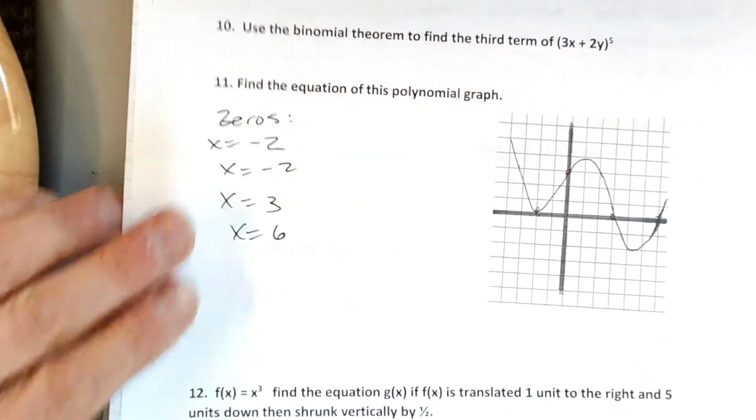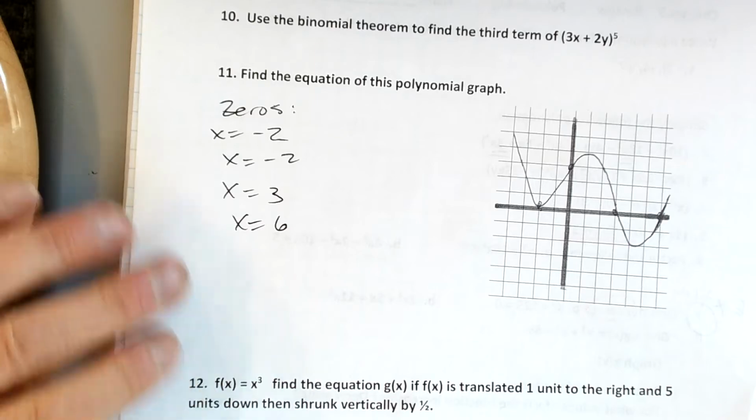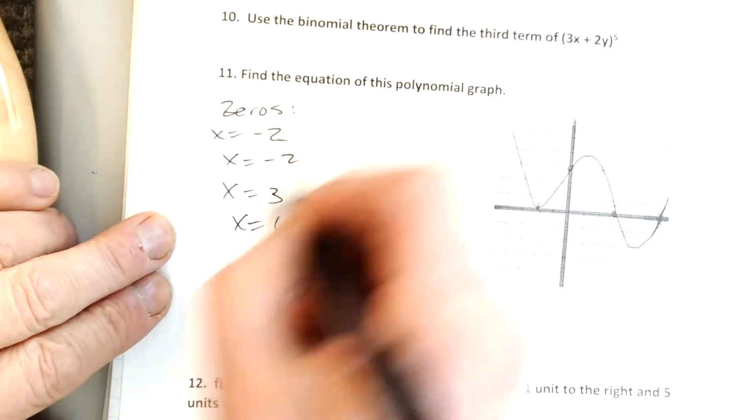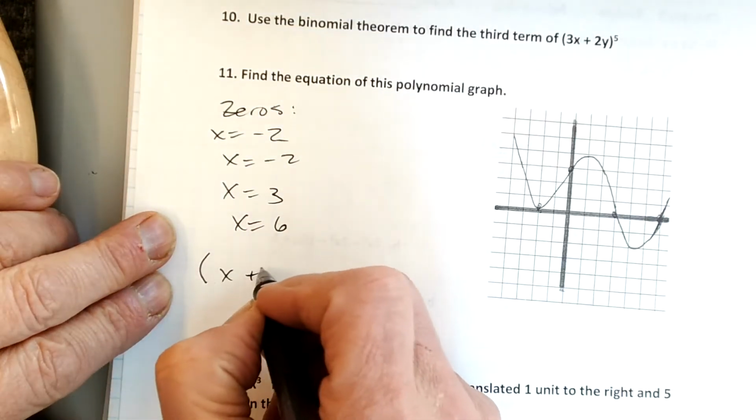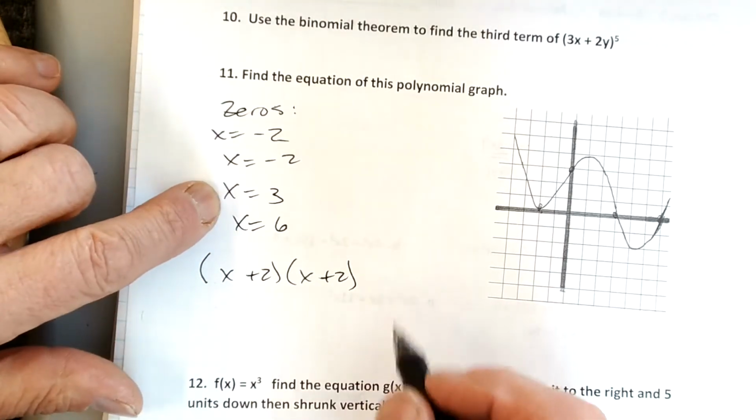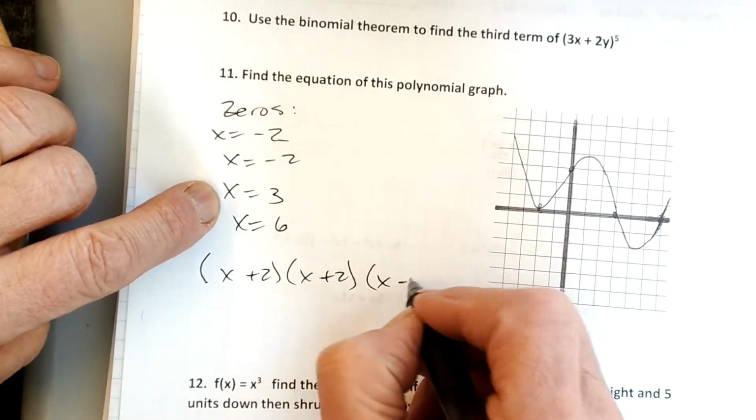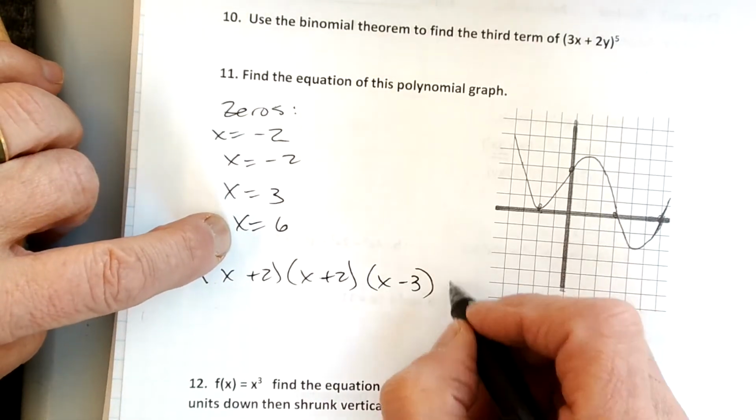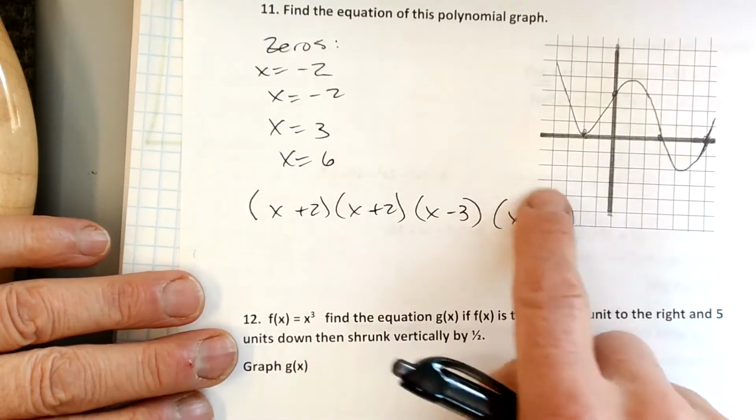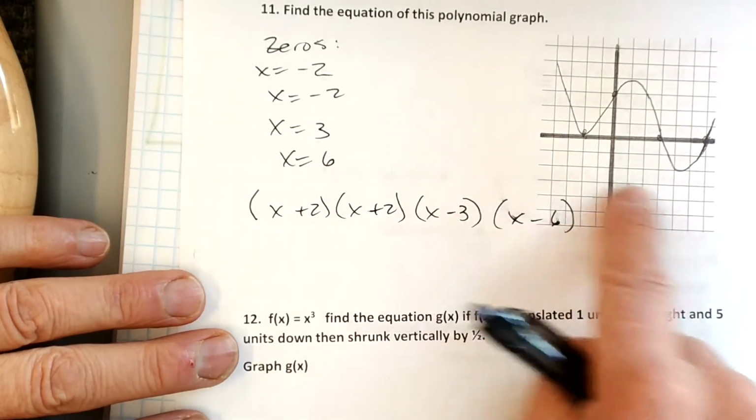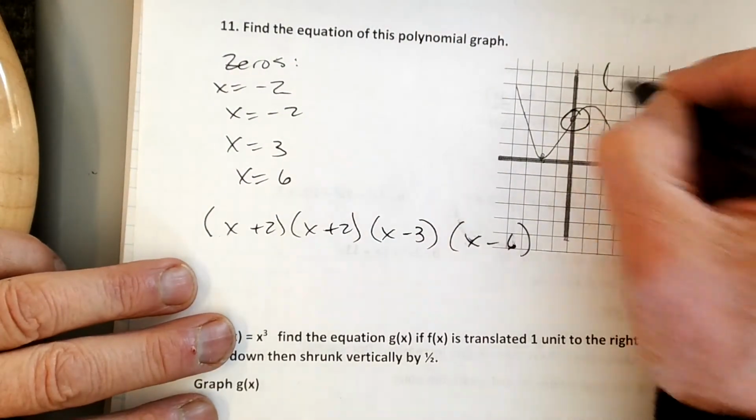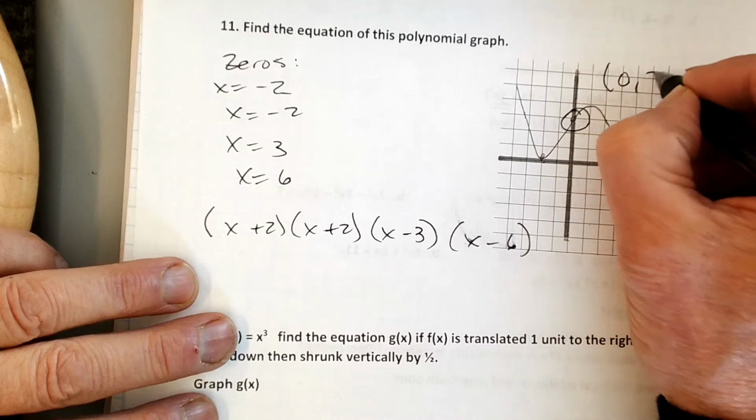Okay. So then, finally, I'm going to go ahead and put this together. So I know that this came from some x plus 2, but it happened twice. (x + 2)(x + 2). I got an x equals 3 from an x minus 3, and I got an x equals 6 from an x minus 6. Now, there is lots of ways to draw that. Just use your imagination. But what we want to do is specifically make sure it goes through this point. So we have a point it has to go through, and the point is at (0, 3).